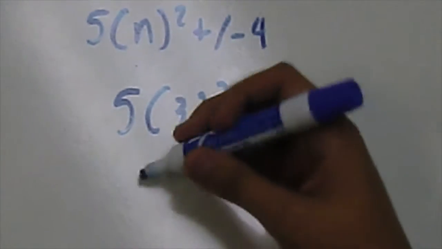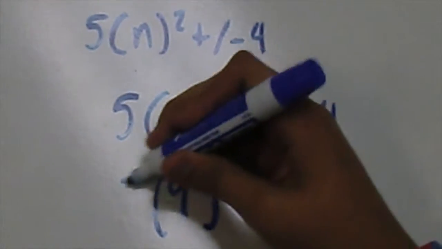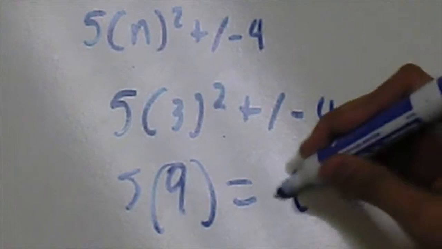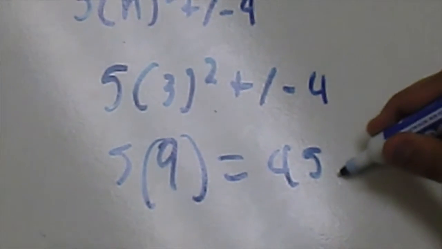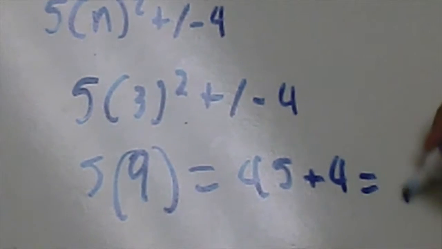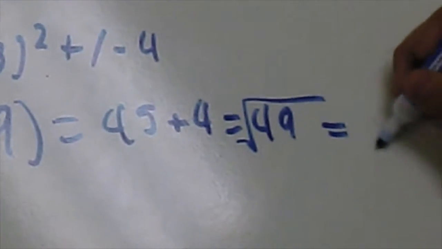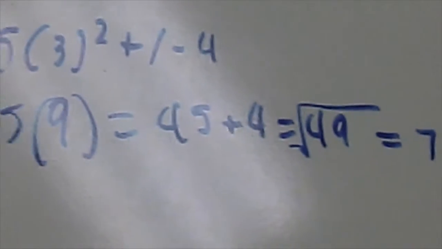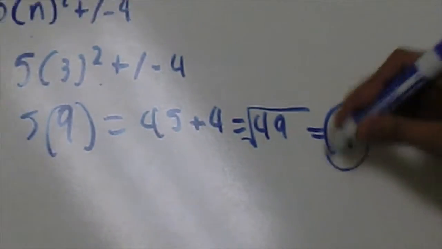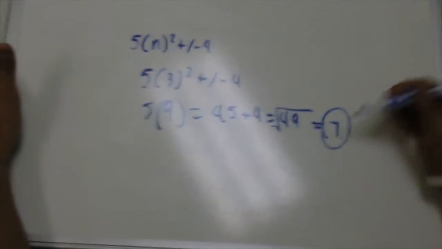So let's say 3 squared is 9, times 5 equals 45, plus 4 equals 49. Square root of 49 equals 7. So we know that's in the sequence already because it's a whole number. If there's no decimal points after it, we know it's in the sequence.